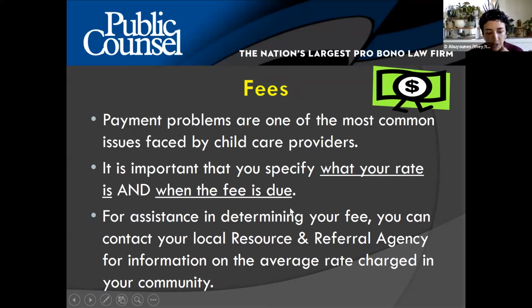And we will discuss payment problems more specifically towards the end of the presentation. So for example, if someone doesn't pay on time, but we want to make sure that our business is successful. So we want to make sure that the fees are clearly laid out. It's clear for parents how much they owe.